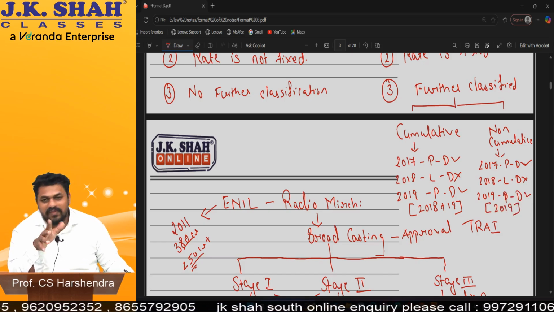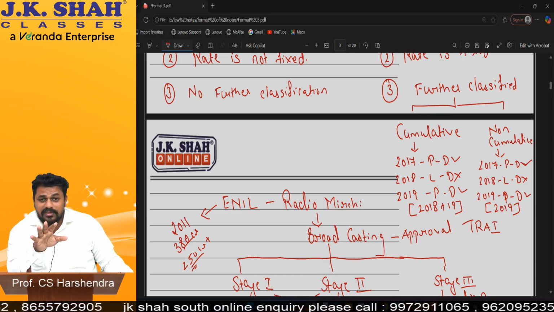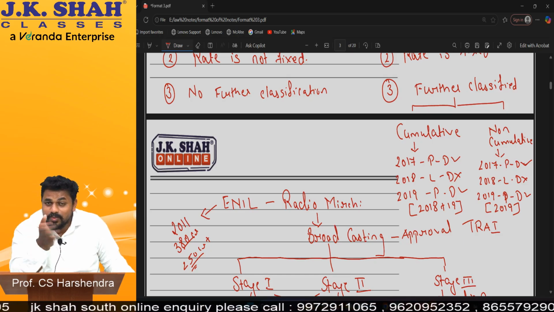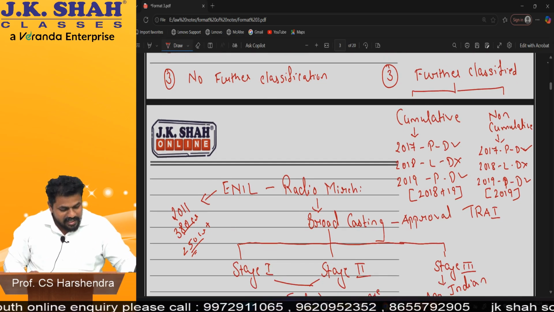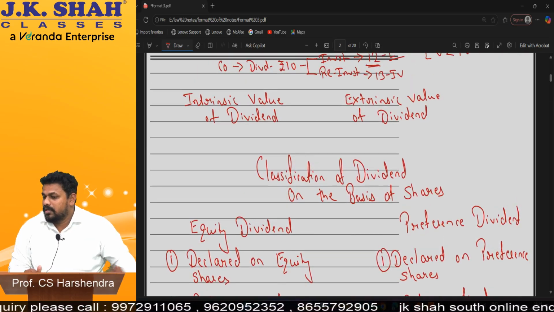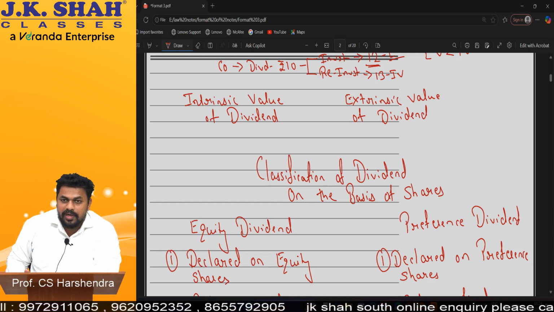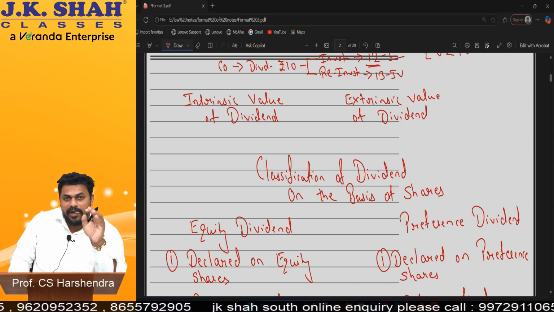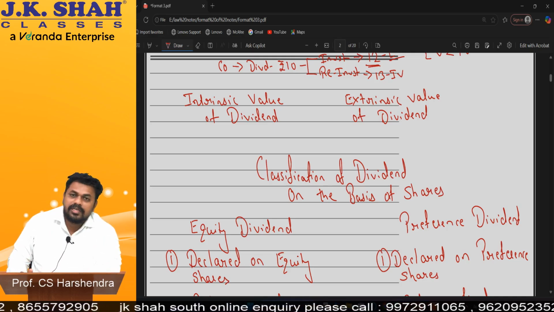So I have a very funny phrase for this. Cumulative dividend will be accumulated and paid to you in the forthcoming years. Non-cumulative dividend, if you did not get in a particular year, forget it like your ex and move on. Am I clear with this? Understood, online people? Yes? So this is about cumulative and non-cumulative. I hope everyone understood classification of dividend on the basis of time and on the basis of shares. So the introduction part is completed.